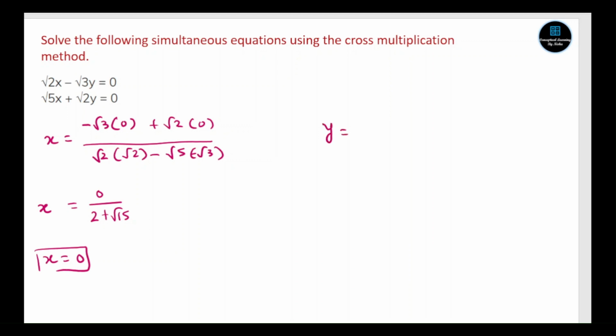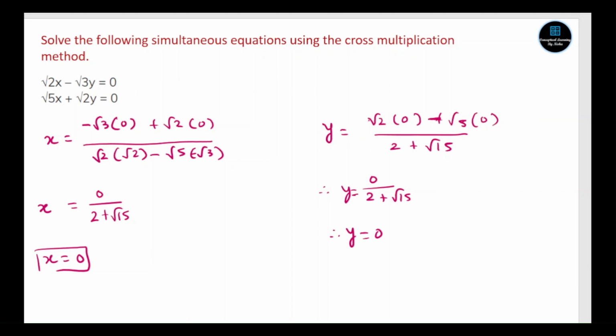So y: square root of 2 into 0, and then you have to write plus, this is negative square root of 5 into 0, and for the denominator just write 2 plus square root of 15 which we already found, and this is 0 upon 2 plus square root of 15. So we'll get the y value also 0, right? So you got the solution as x equals 0, y equals 0.